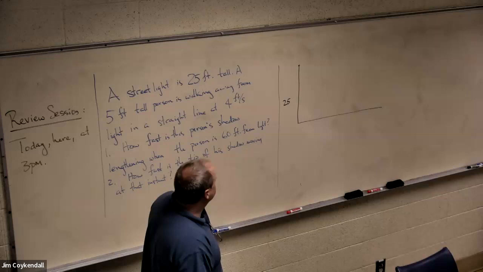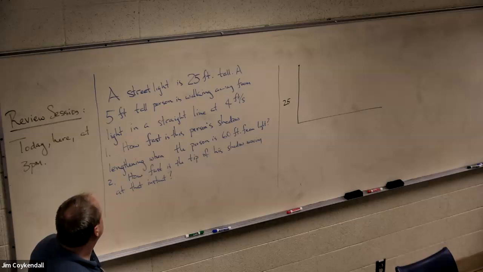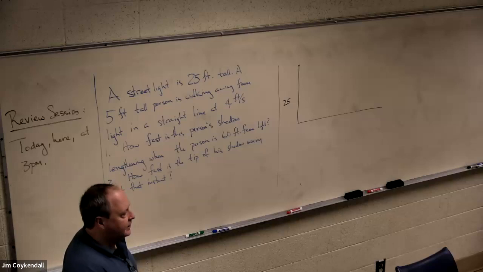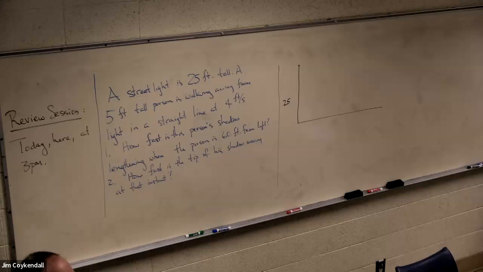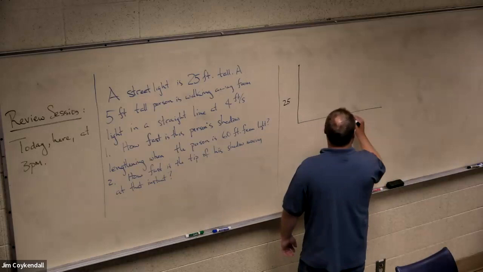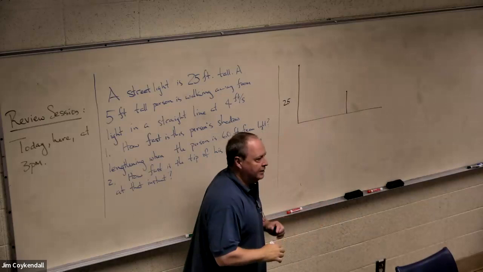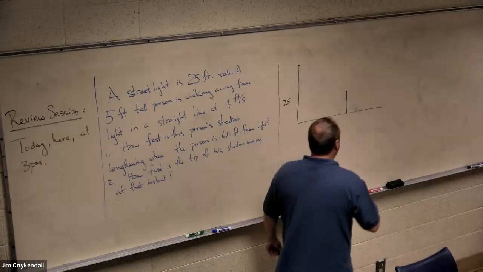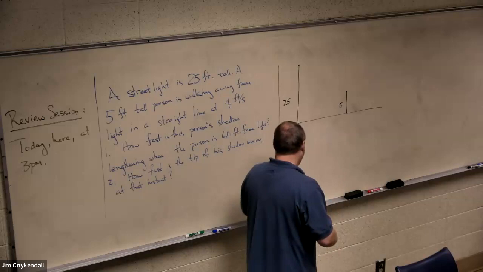What else do we have in the problem? What else is going on? Yeah, the speed of this person. Okay, well, I need a person in purple, don't I? Let's do that. What should I label about the person? Their height, right? Does their height change throughout the problem? No, they're always 5 feet. So those two numbers are safe.